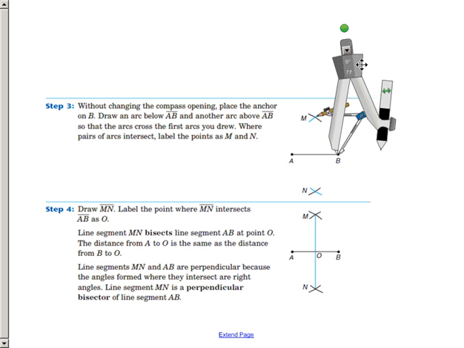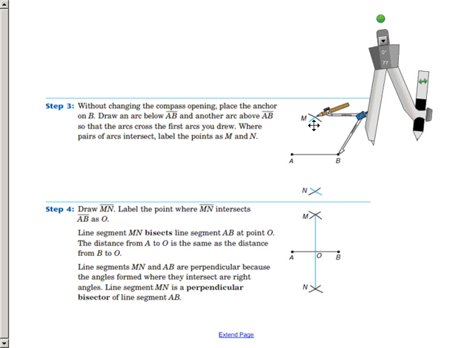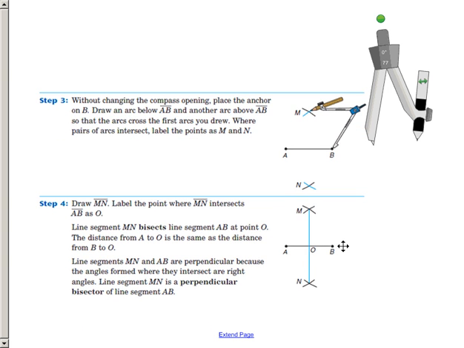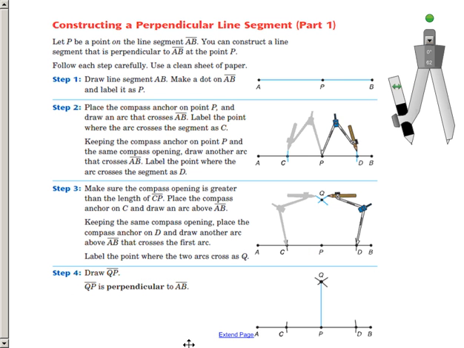Once I've done that, I'm going to be able to connect M and N. So I've constructed a perpendicular bisector. These are right angles, and it divides my segment AB directly in half, equal amount on both sides. So I didn't use a ruler to measure and then divide it in half. I used my compass, which is what you'll be using today.